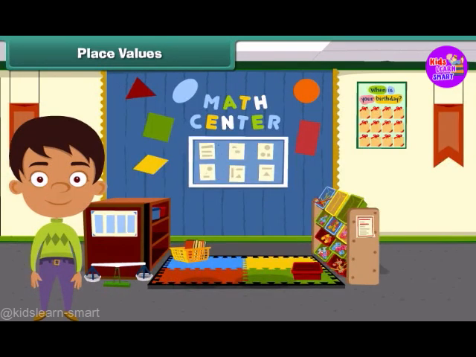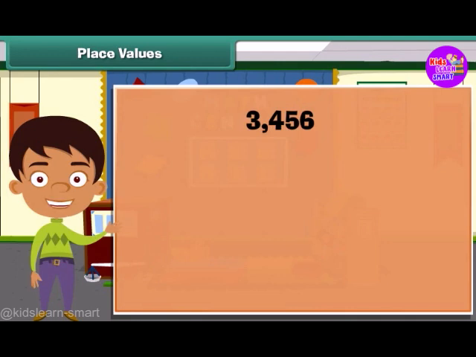Place values. Let us learn to find the place value of a digit in a number. For example, let us find the place value of 3 in the number 3,456. First, we write the number in expanded form.